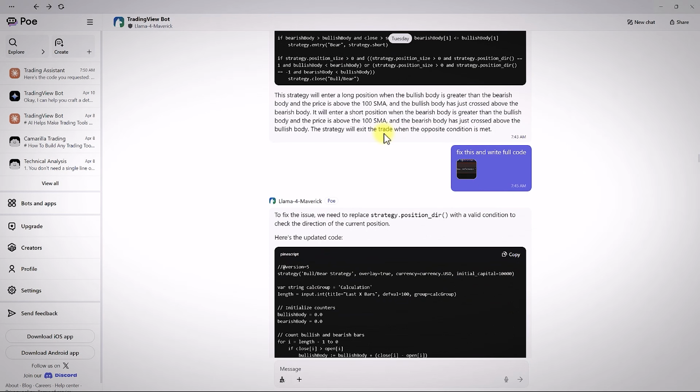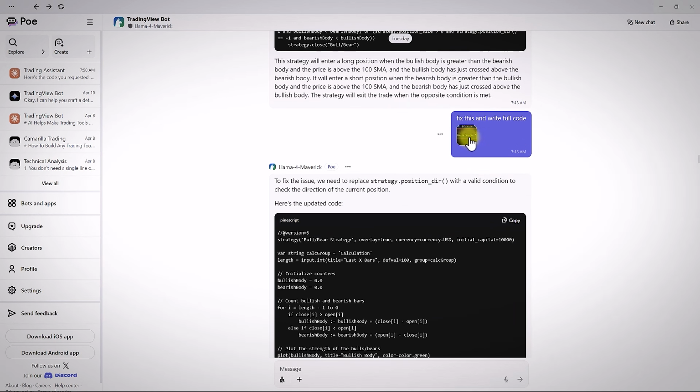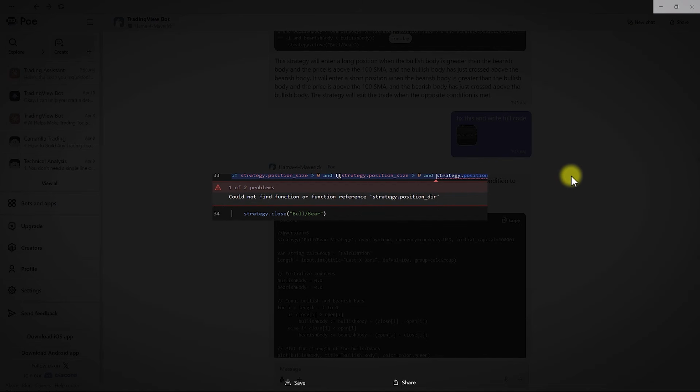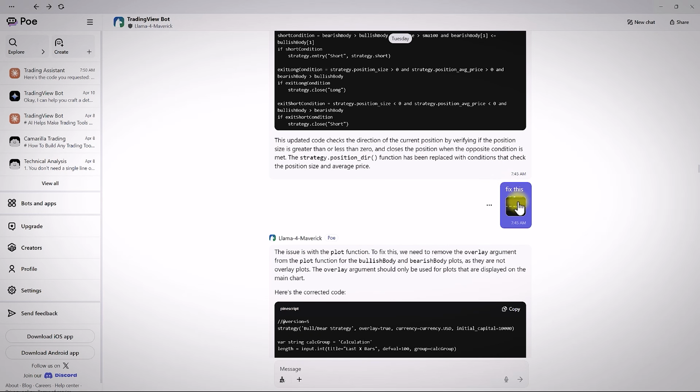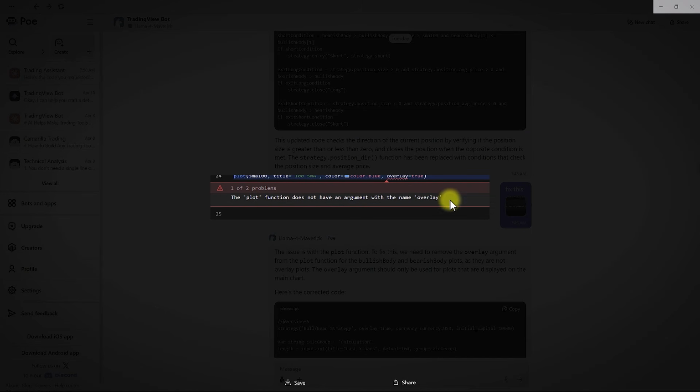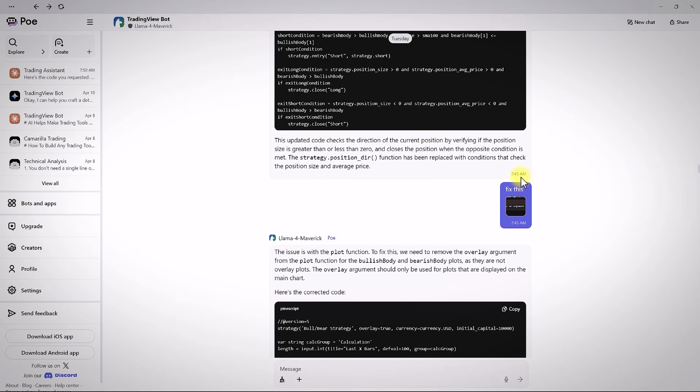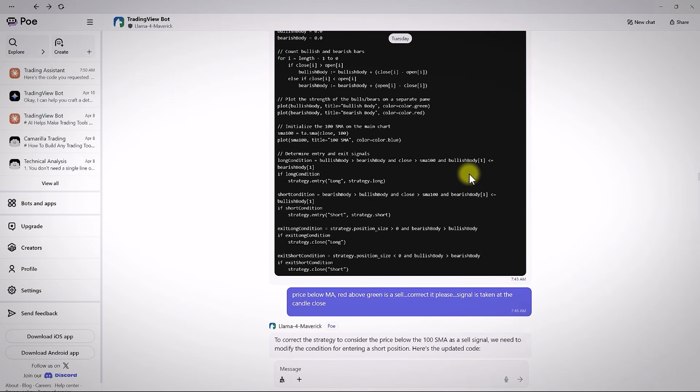When I first ran the code, I got an error. This happens often when building strategies. So I just copied the error message and asked the assistant to fix it. We went back and forth a few times, fixing bugs and refining the logic.